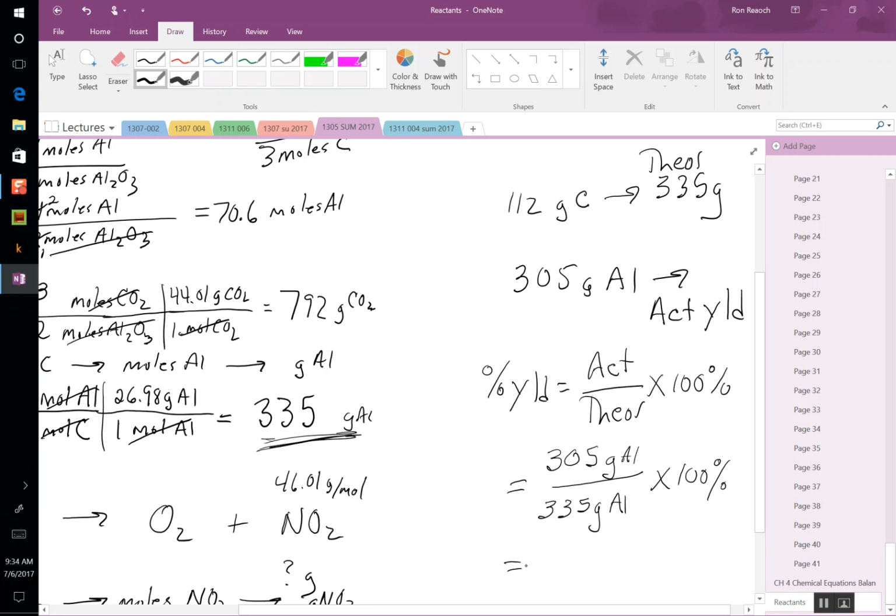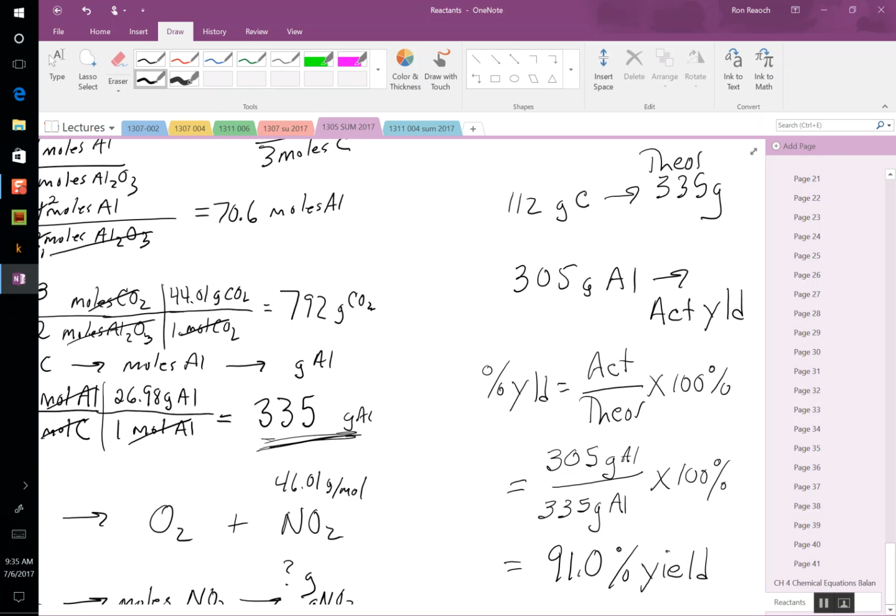So 305 divided by 335 times 100. That means I got a 91.0% yield. Okay? You see that? I got 91.0% of what theoretically I could have made. So it was 9% short. There's 9% loss.